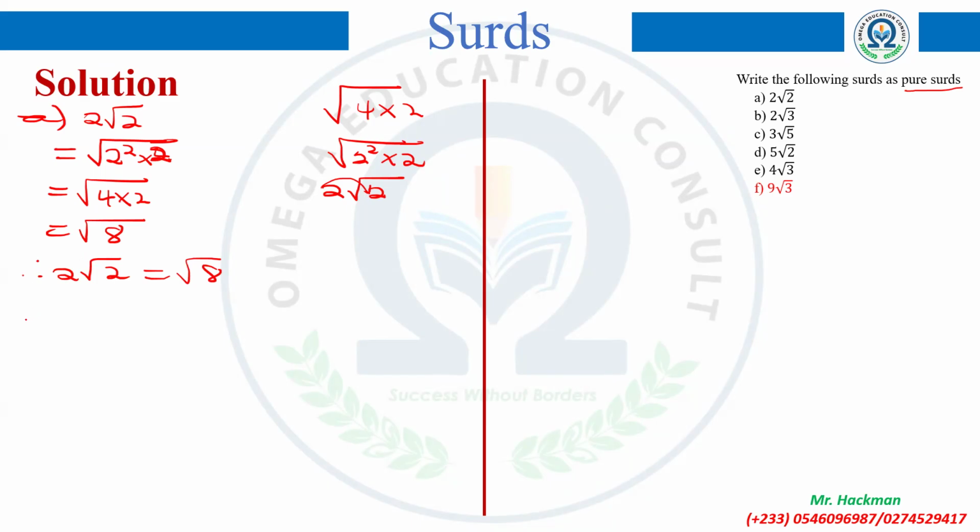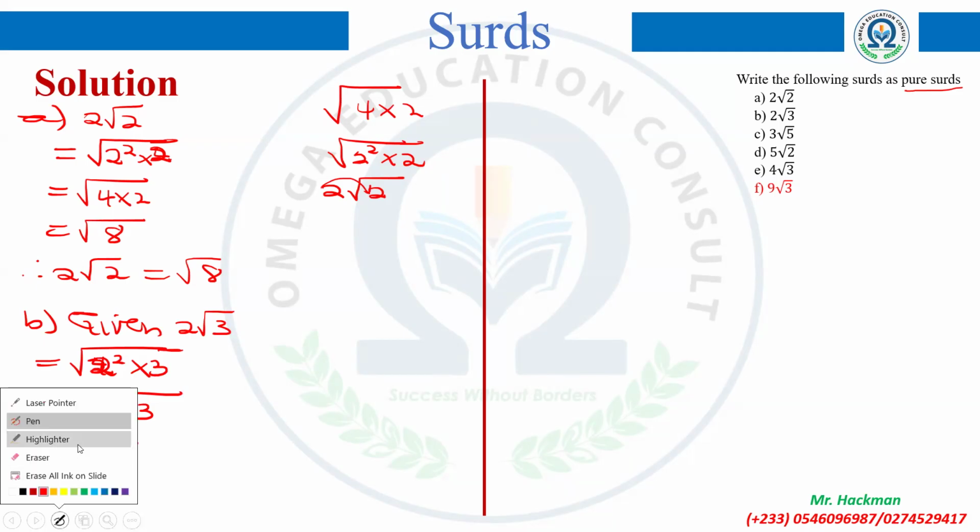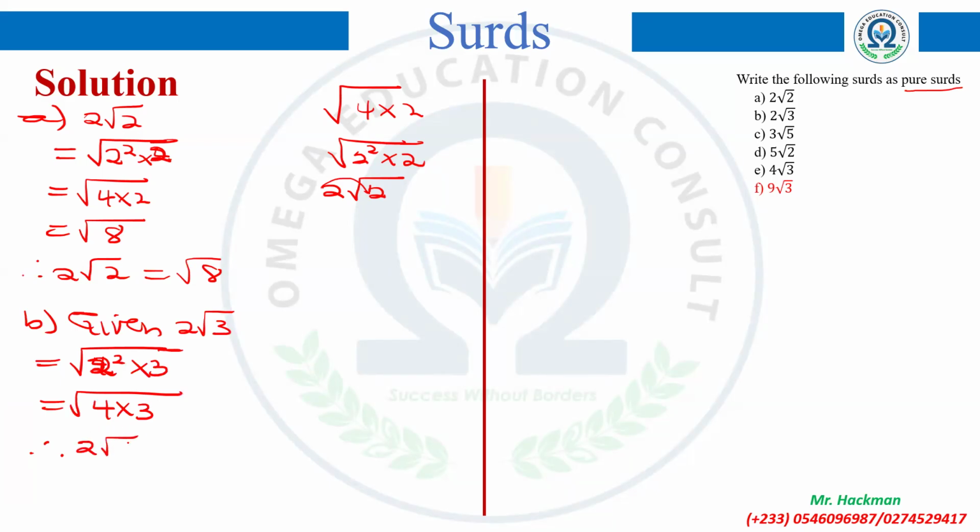So let's go and see the B. I usually start with given, so I am programmed. Given 2 root of 3, this will be equal to root of, so the 2 will go inside and becomes 2 squared. So I know that it will be 4, times 3. Then this will give us root of 4 times 3. So your next step becomes your answer, so you can draw your conclusion there. Therefore 2 root of 3 will be equal to root of 12. All correct.